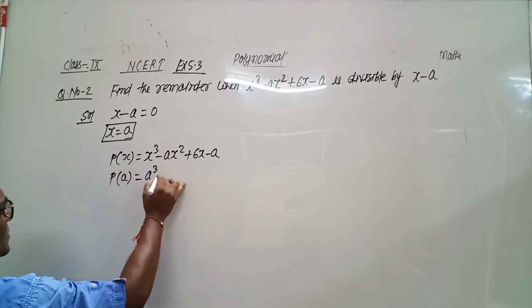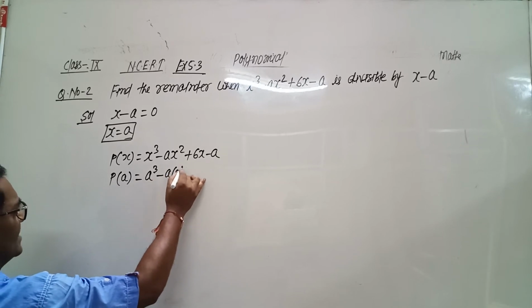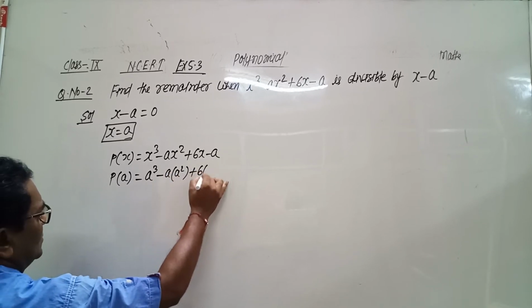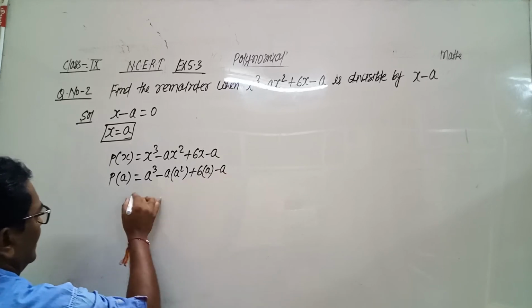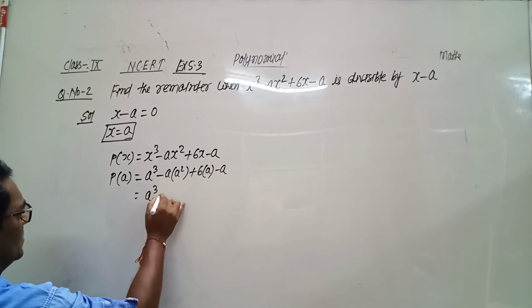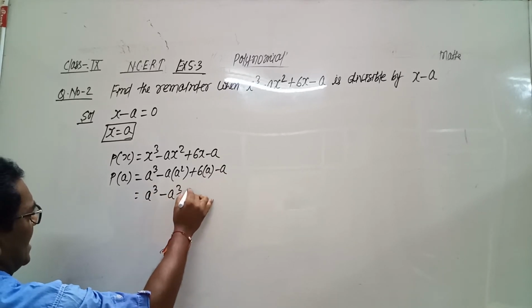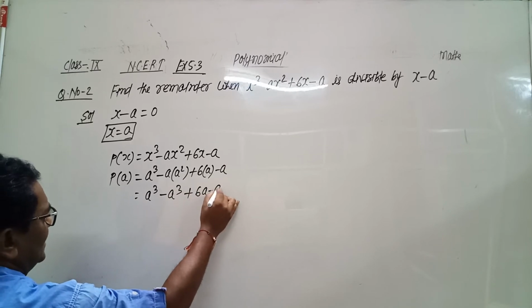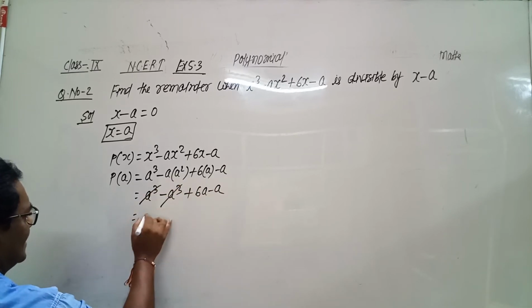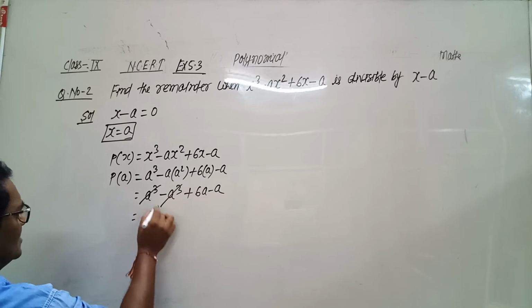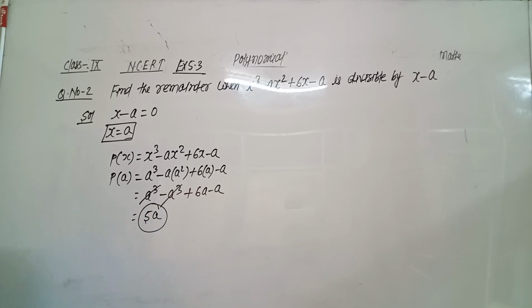So a cube minus a into a square plus 6 into a minus a. Then we get a cube minus a cube plus 6a minus a. A cube and a cube cancel, 6a minus a is 5a. So the remainder we get is 5a.